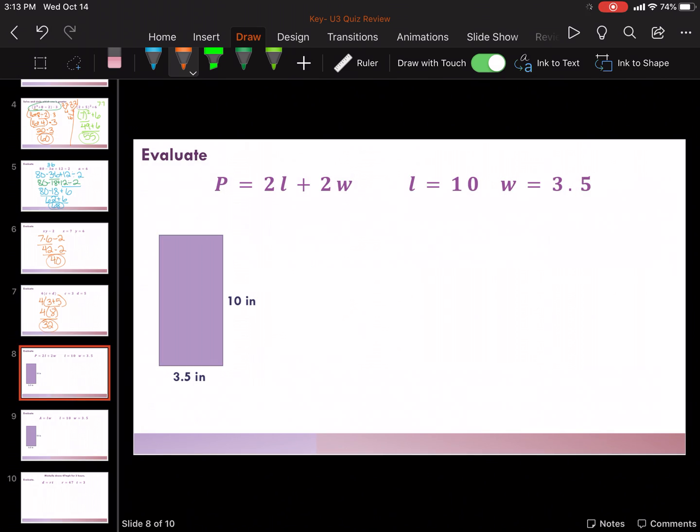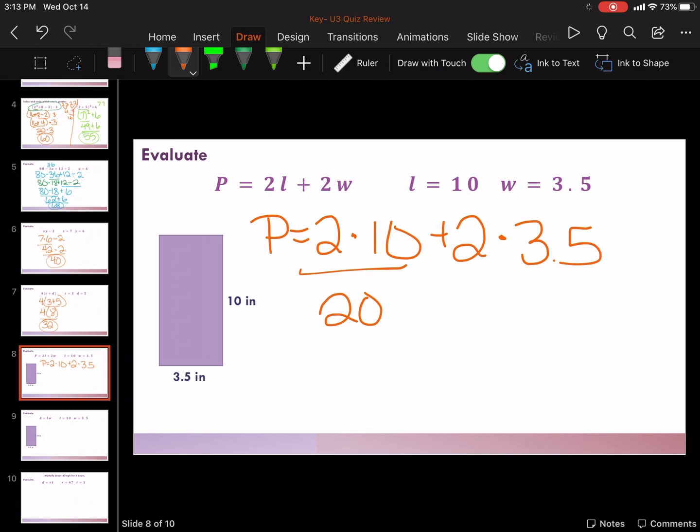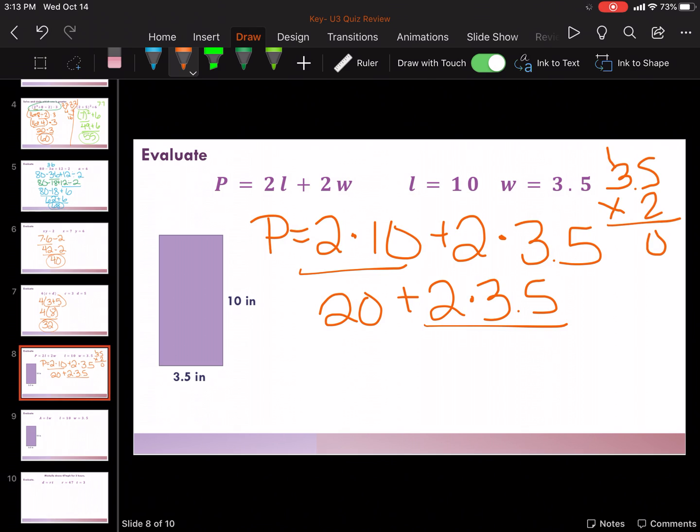Again, substitute it in. This is an L for length. So we're going to write perimeter equals 2 times 10 plus 2 times 3.5. 2 times 10 is 20. Bring it all down. 3.5 times 2, one decimal over, we get 7. So it's 20 plus 7 gives you 27.